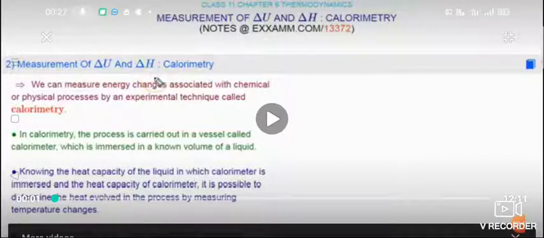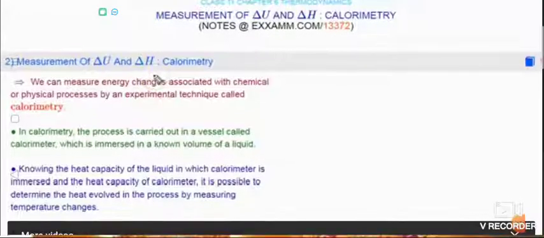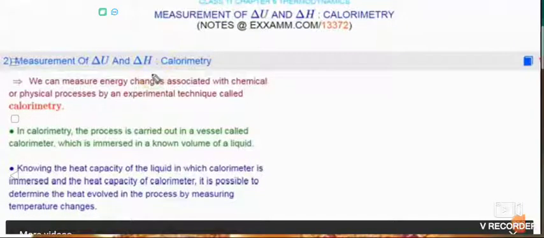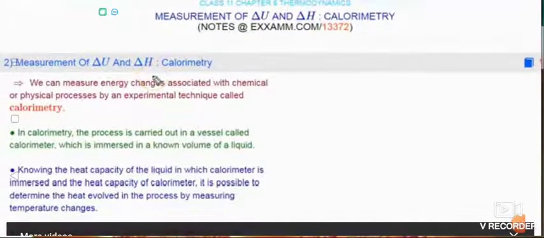Why do we say it is a bomb calorimeter? Because even if it blasts, it cannot break. That is why it is known as a bomb calorimeter. For a chemical reaction, heat absorbed at constant volume is measured in a bomb calorimeter. Here a steel vessel is immersed in a water bath. The whole device is called a calorimeter.